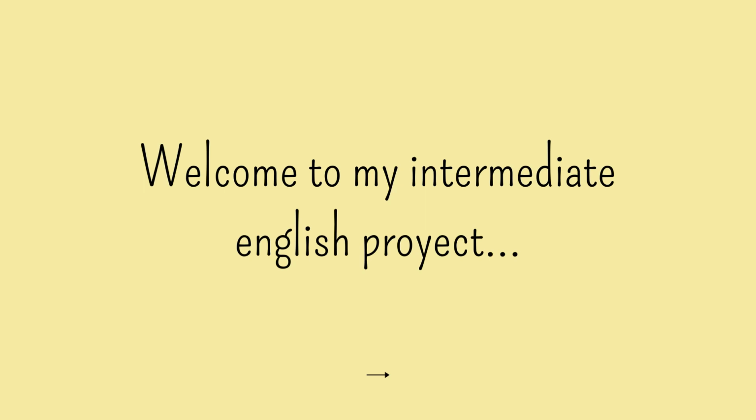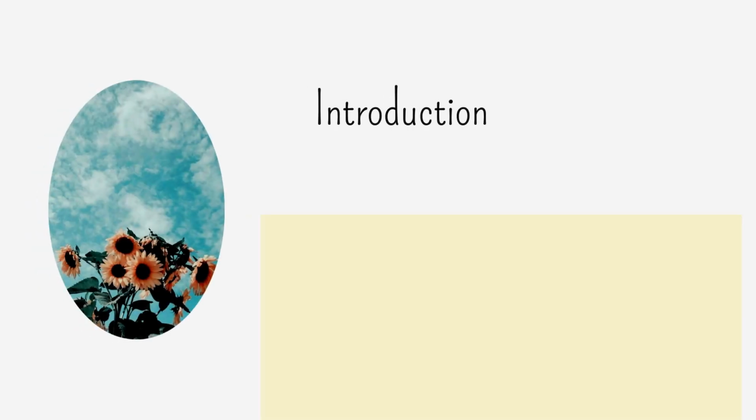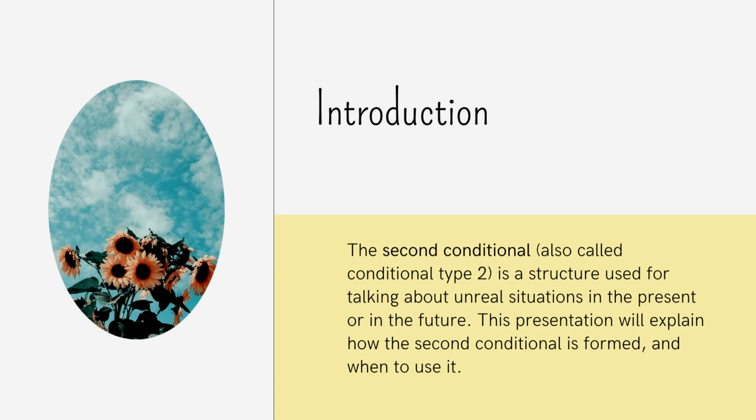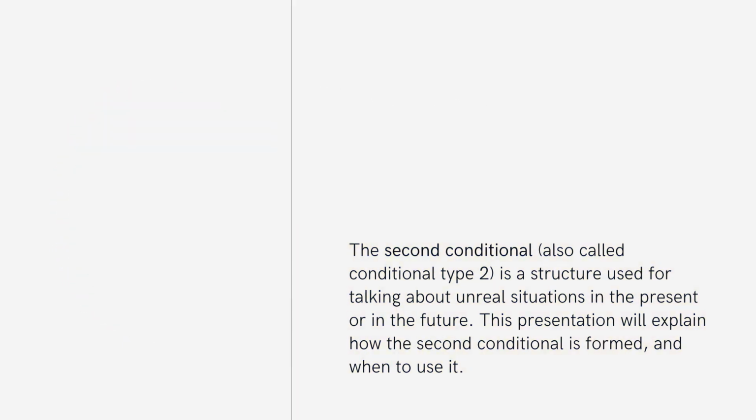Today we'll talk about the second conditional. In a past video, I talked about it, but today I will deepen it. To start, the second conditional, also called conditional type 2, is a structure used for talking about unreal situations in the present or in the future. This presentation will explain how the second conditional is formed and when to use it.